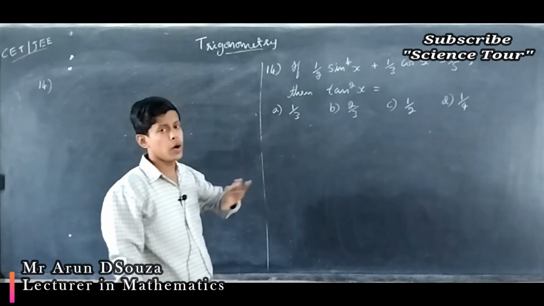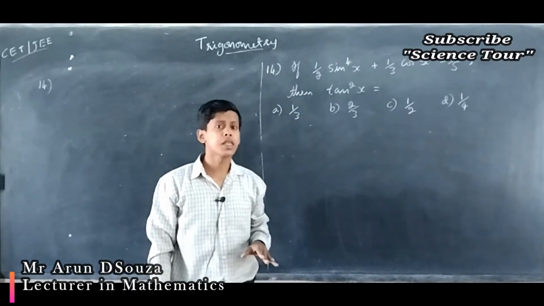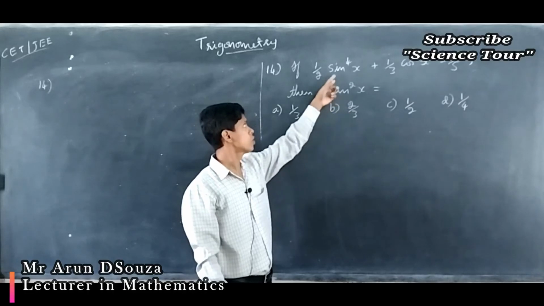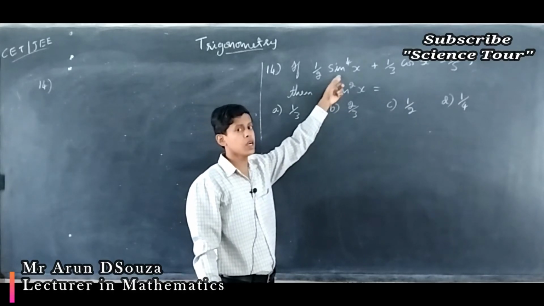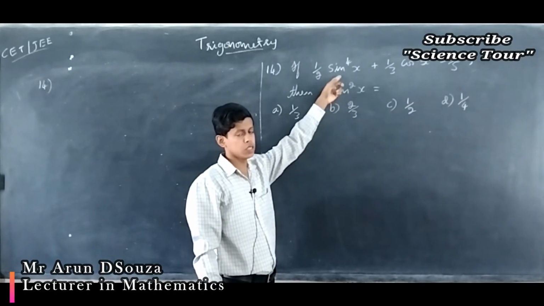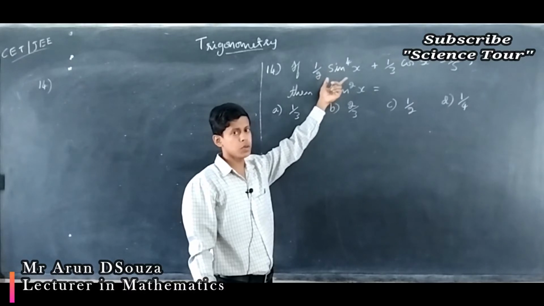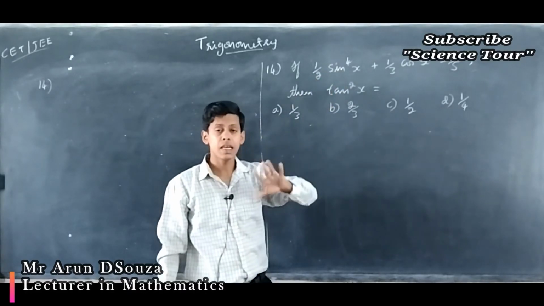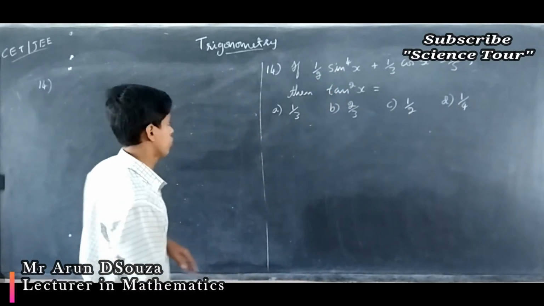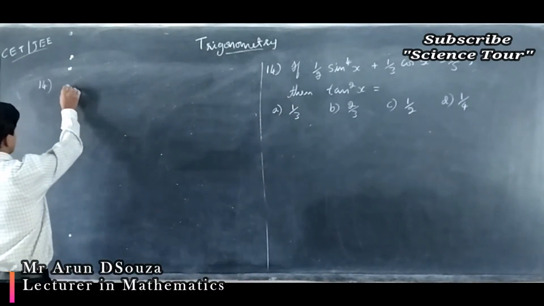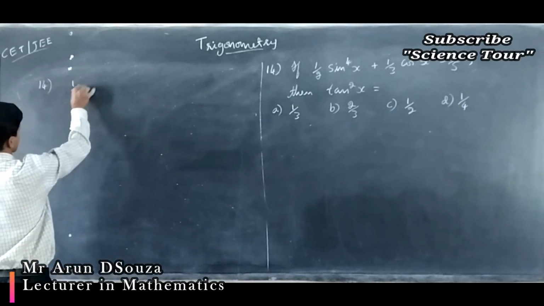So what I'm trying to do here is get everything in terms of tan. So what should I divide here? Divide by cos to the power 4. So sin to the power 4 divided by cos to the power 4 will be tan to the power 4, tan raised to 4.